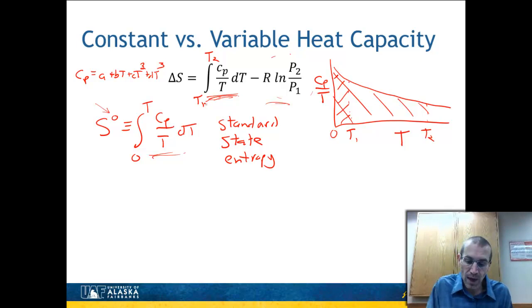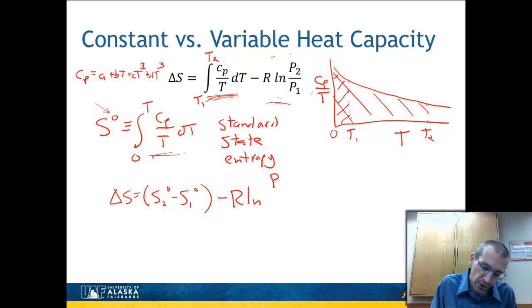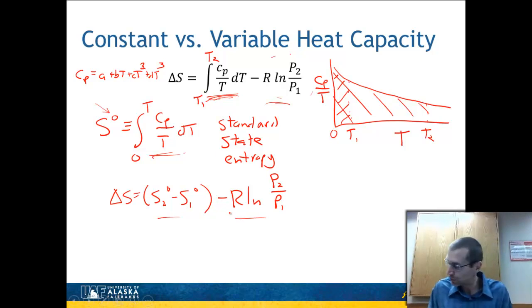If I put that into this equation here, I have delta S is equal to S2 zero minus S1 zero, the value of my standard state entropy at my two temperatures, minus R ln of P2 over P1. So I'm just adding incrementally my temperature contribution and my pressure contribution.